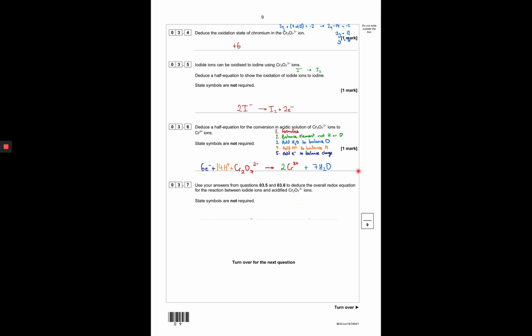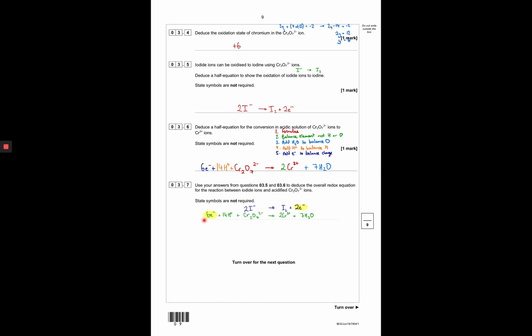And then it says, use your answers from questions 3.5 and 3.6 to deduce the overall redox equation. So we are simply adding together these two half equations, but we've got to do it so that the electrons, and you'll notice it's on the left for one and on the right for the other, have to cancel out. So those are the two equations written out.